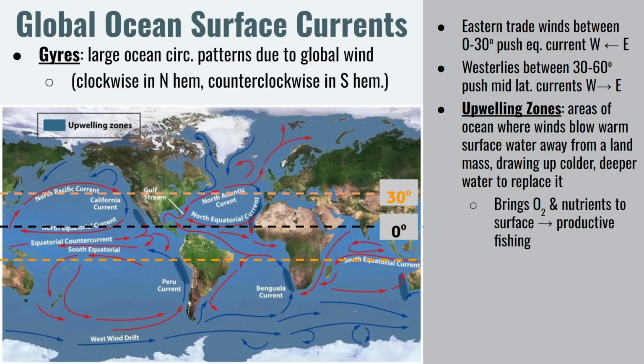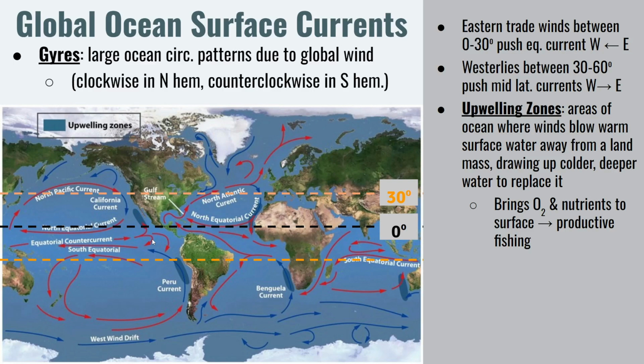Another important topic we're going to talk about here is upwelling. If we look at the shaded dark blue areas along the coasts of different continents, we will see upwelling zones. These are areas where we have warm surface waters that are moving away from a landmass. The Peru current shows warm surface water moving away from the coast of South America, and the California current is moving water away from the coast of North America.